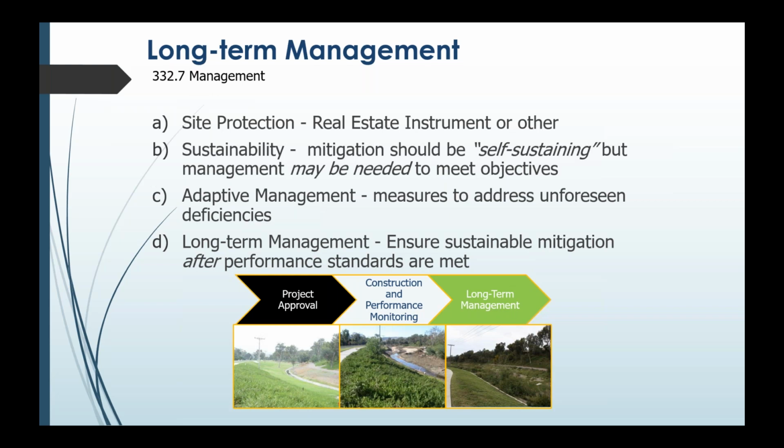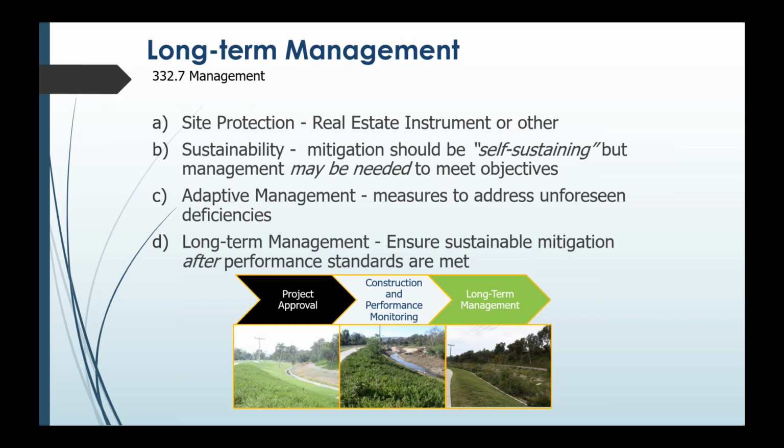Okay, so long-term management. In the mitigation rule, long-term management is broken into several different categories: site protection, sustainability, and again, we strive to have mitigation sites designed and located in the landscape where they could be self-sustainable. But management is almost always needed. There are very few examples that I can think of, outside of a preservation of a very remote site surrounded by the forest, that doesn't need some level of management. Also in long-term management is adaptive management, again, to deal with those unforeseen deficiencies or climate change or whatever else might happen after performance is met. And then long-term management ensures the sustainability of the mitigation after performance.